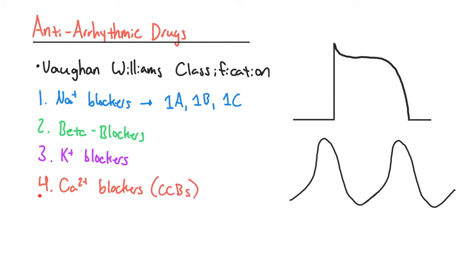Now, each class of antiarrhythmic is going to affect these action potentials in different ways based on the type of block that it produces. So we're going to go one at a time, starting with our sodium channel blockers, and take a look at how they're going to affect the action potentials that we see here on the right, and also some common side effects, contraindications, etc. for some of these antiarrhythmic drugs.